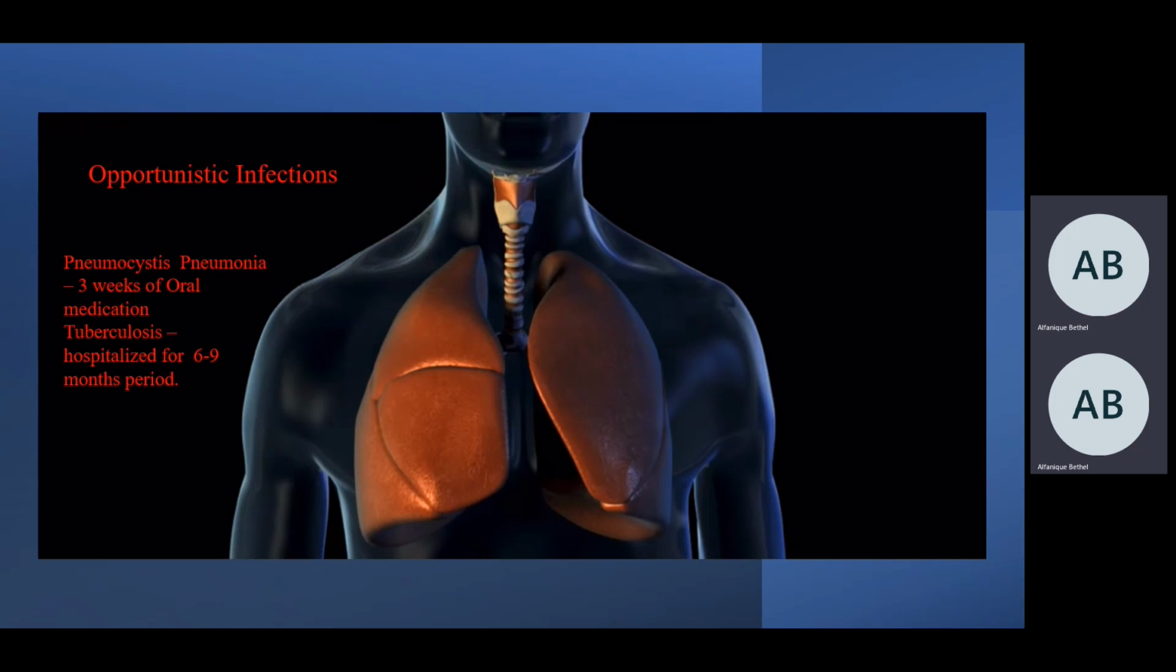HIV-infected individuals are never hospitalized due to the virus. However, because of opportunistic infections such as tuberculosis and pneumonia, treatment times may vary. Tuberculosis has an extensive 6 to 9 months period of treatment, whilst pneumonia has a 3-week period of oral medication.